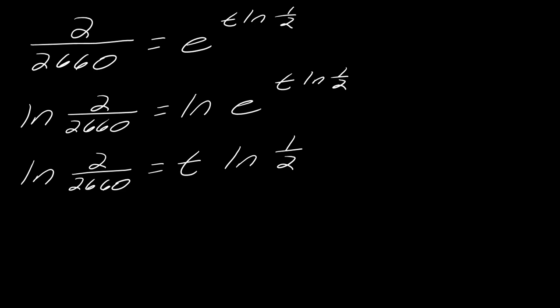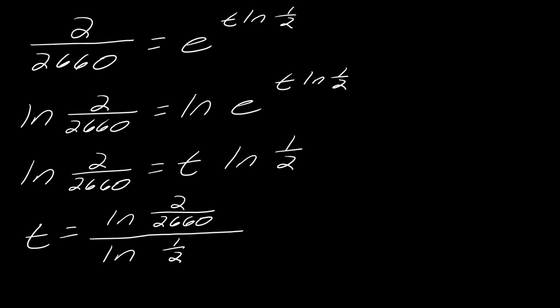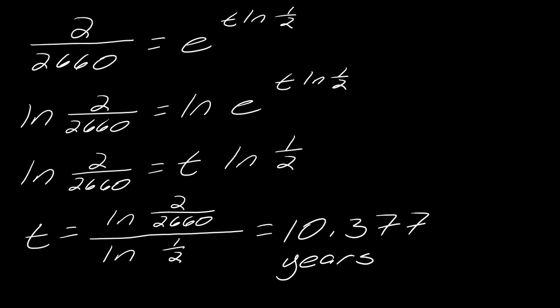If I finish solving for t, I get t equals the natural log of 2 over 2,660 divided by the natural log of 1/2. So now I'm finally at a point where I can plug this into a calculator. I get 10.377, and that is years. So this is going to be a little over 10 years before the number of cases are down to 2,000.